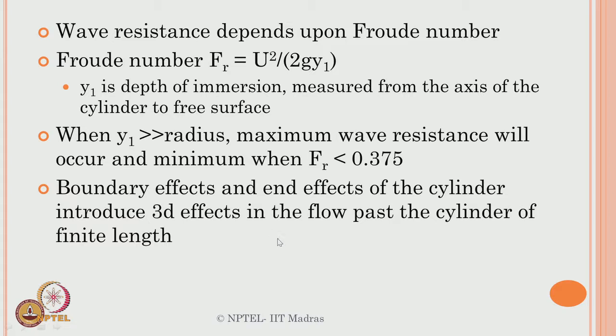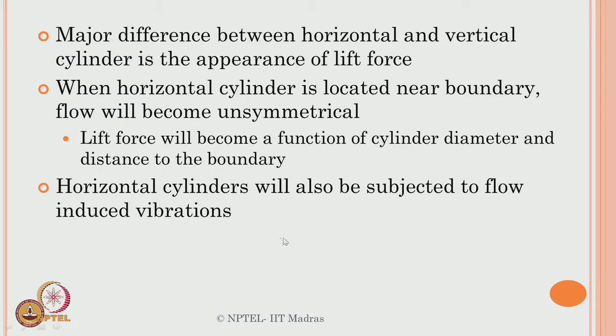Now, the boundary effects and end effects of the cylinder introduce 3D effects in the flow past cylinder in the entire length of the member, which result in a major difference between the horizontal and vertical cylinder: the appearance of the lift force. When the horizontal cylinder is located near the boundary, flow will become unsymmetric. Lift forces will become a function of the cylinder diameter and distance to the boundary from the axis of the member. Horizontal cylinders will also be subjected to flow induced vibrations, which will cause secondary oscillation to the given system.